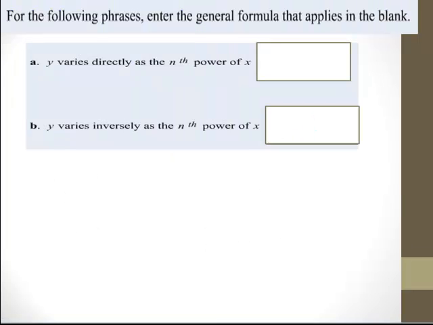Okay, last page. For the following phrases, enter the general formula that applies in the blank. Y varies directly as the nth power of x. Y varies directly, so I have a straight line, as the nth power of x. So we have our constant and our nth power of x. Y varies inversely as the nth power of x. So y equals, this time we have an inverse proportion. Y varies inversely, so here's our constant, as the nth power of x.